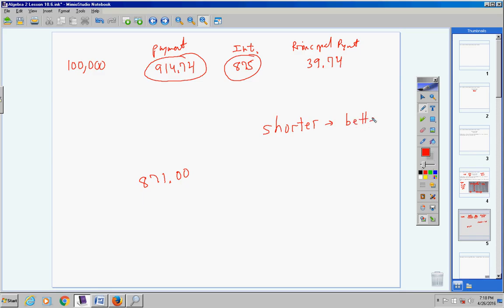Here's the bad part about that. The shorter the loan, the higher your payments will be, which makes sense because you're paying back the money in a shorter amount of time. So shorter is better, but shorter will give you higher monthly payments, which is okay if you can afford that. In fact, it's better if you can afford that.